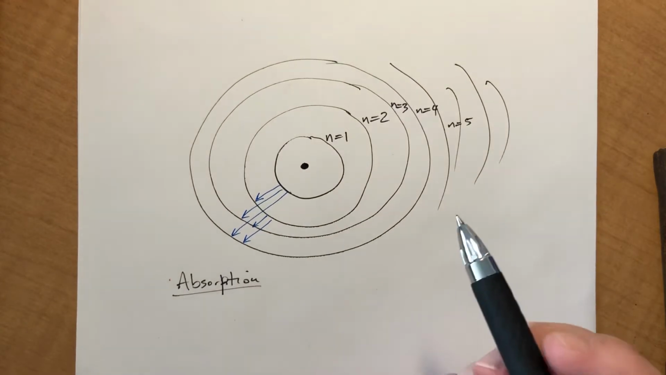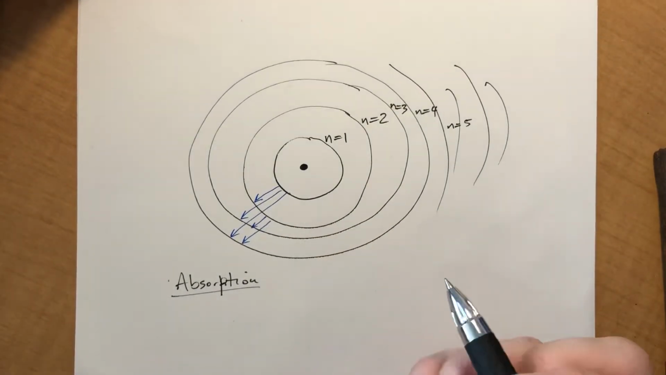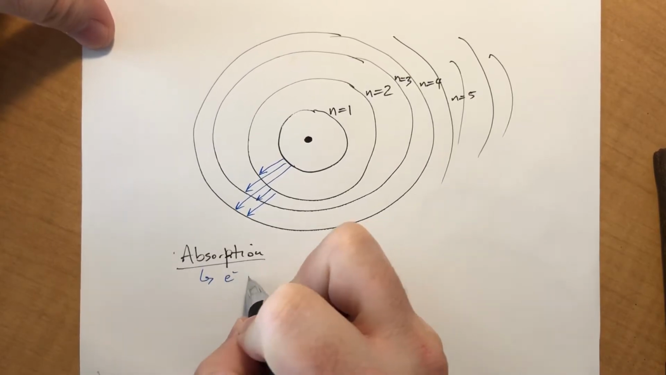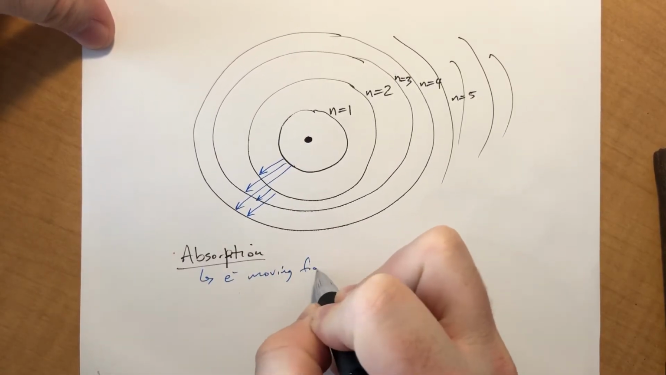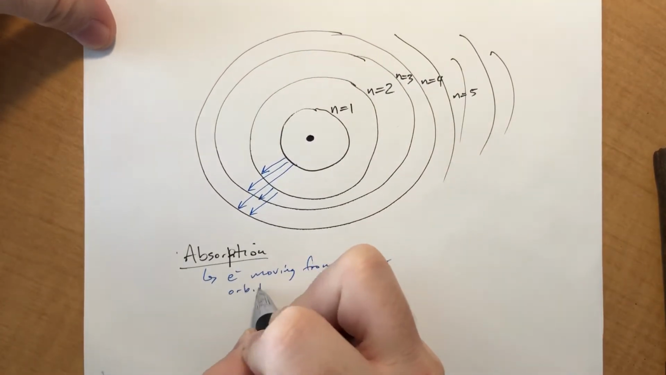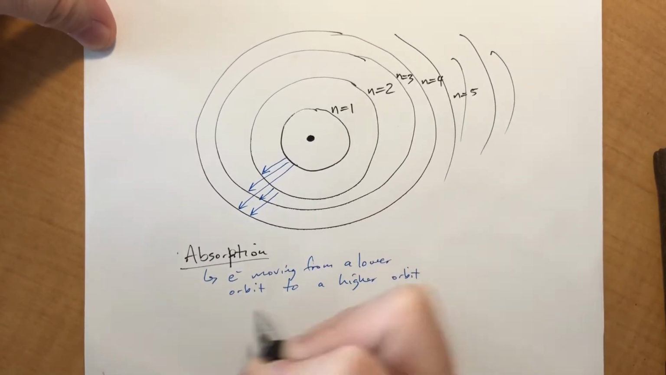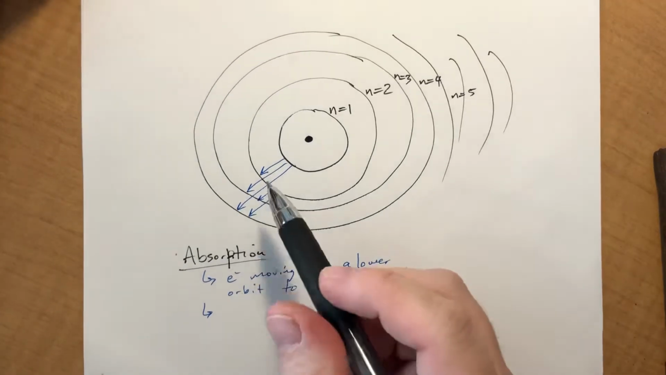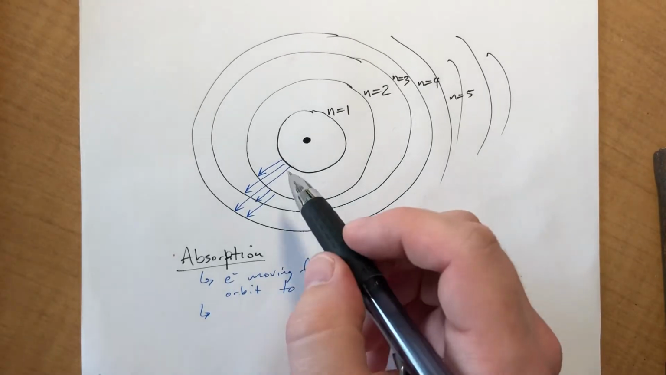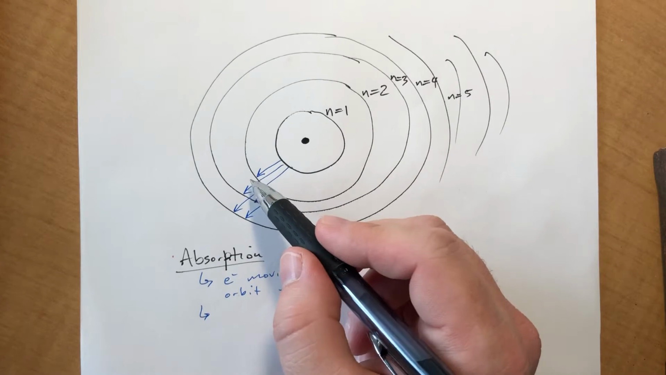So if you have the wavelength, you could solve for frequency, and if you have the frequency, you can solve for energy, and these have an energy difference. So basically absorption is electrons moving from a lower orbit to a higher orbit. And to do this, it requires energy. Energy in the form of light or heat or electricity or whatever. So if you put energy in, what's going to happen is these electrons can move from these nice stable lower orbits to higher energy orbits.